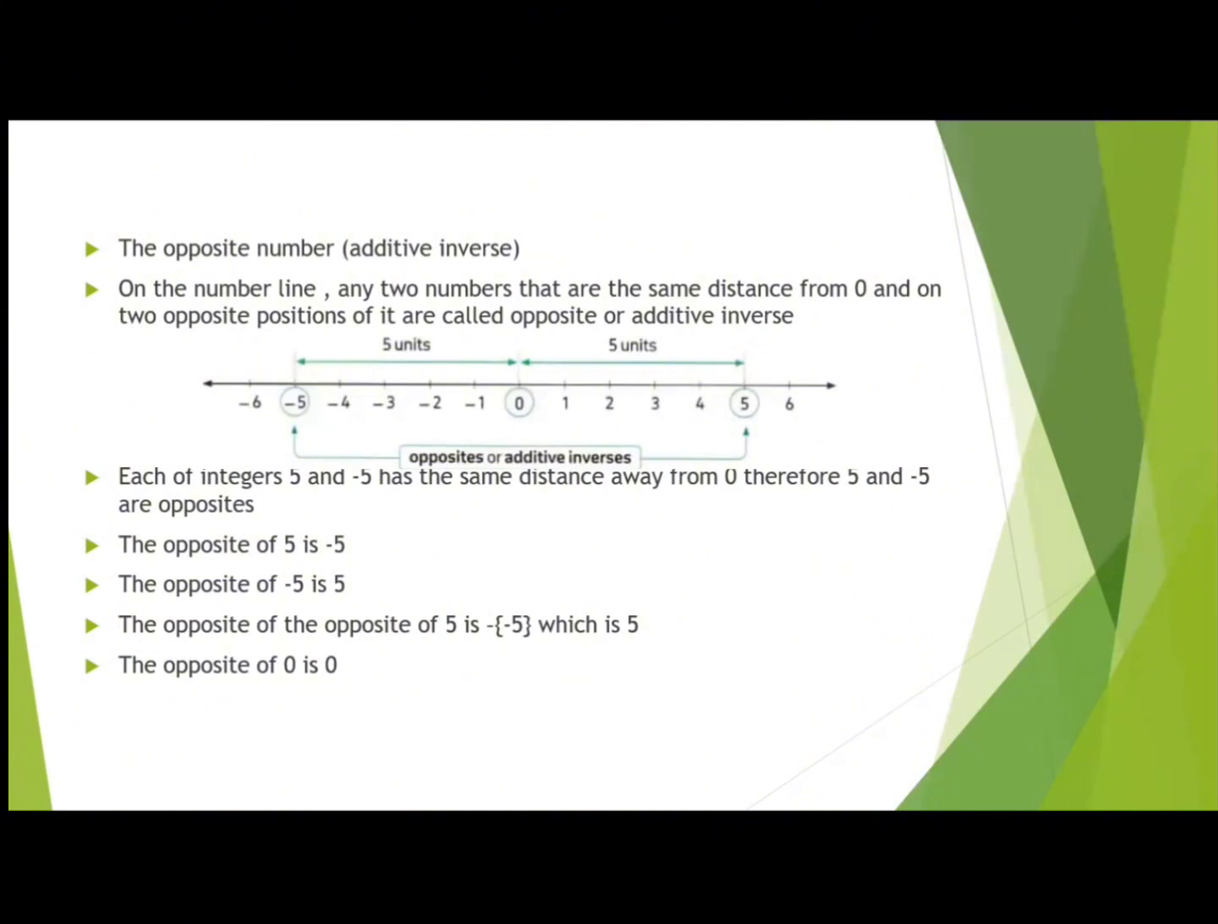The opposite number, additive inverse. On the number line, any two numbers that are the same distance from 0 and on two opposite positions of 0 are called opposite or additive inverse. What is the meaning of this? This is 0, the origin point.